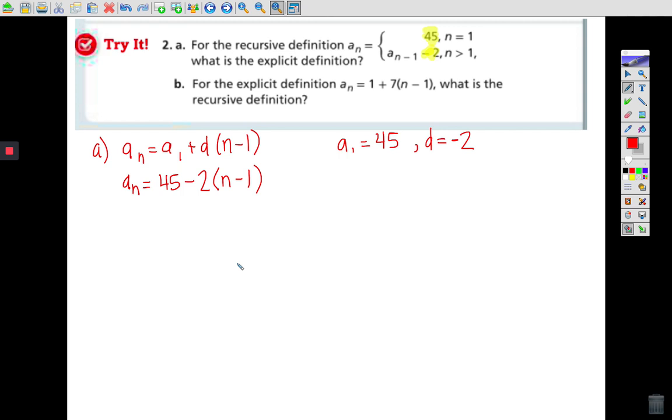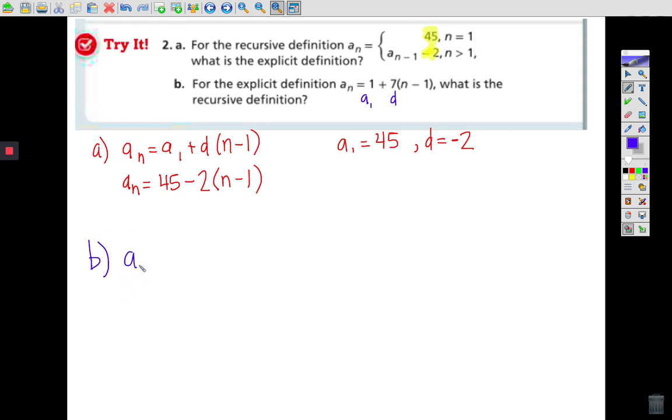So now we're going to work backwards for b. We're given that explicit definition, and they want us to rewrite it as the recursive definition. To do that, we first have to identify what our a sub 1 is and what our common difference is. In this equation, what would a sub 1 equal? 1. And what would our common difference, or d, equal? 7. And guys, we just plug it in for our recursive definition.